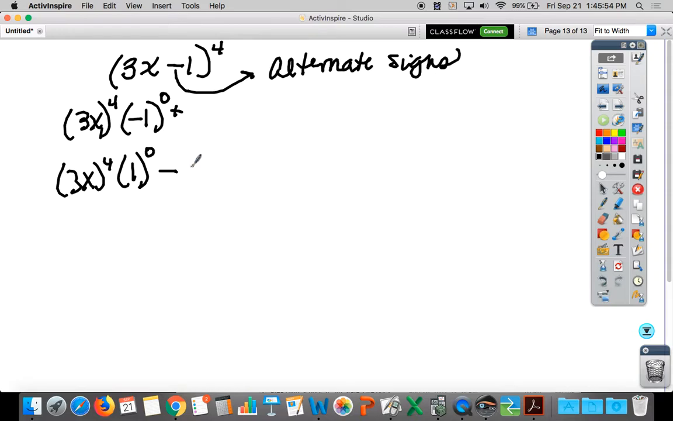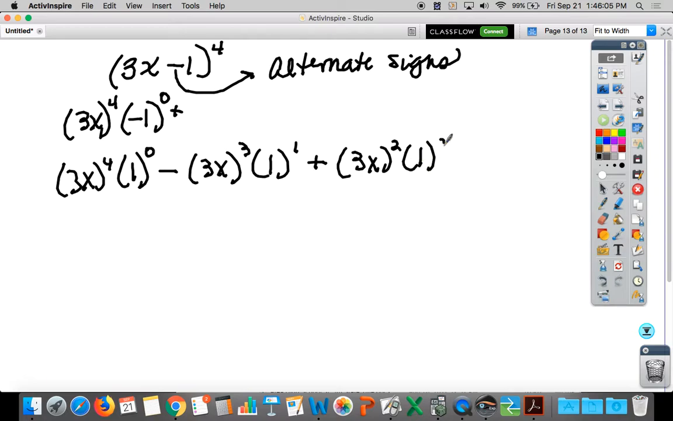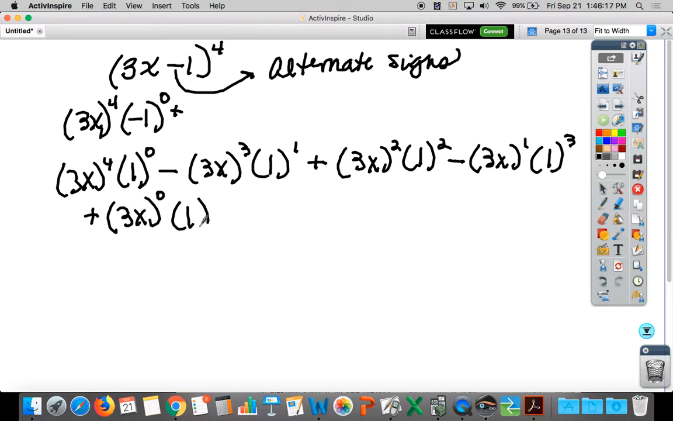Okay, so this would be then 3x to the third, 1 to the first, plus 3x squared, 1 squared, minus 3x to the 1, 1 to the third, plus 3x to the 0, 1 to the fourth.